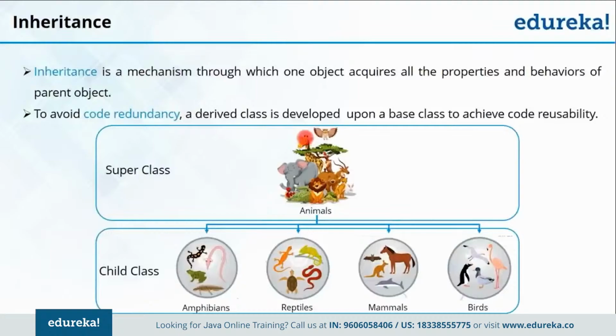Now, through inheritance, you can achieve code reusability and avoid code redundancy. Let's say there's some common function or some common variable that you want to be present across multiple classes, then all you need to do is specify that in the base class or the parent class. Then all the children that will be inheriting from this class will have the same set of variables or functions.